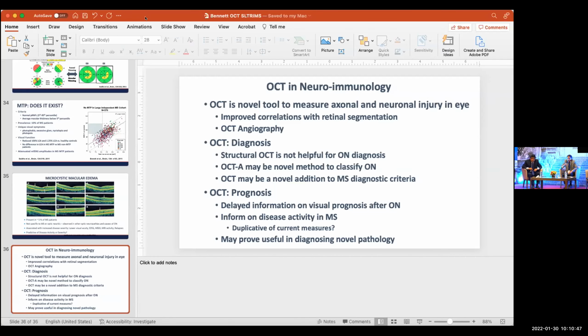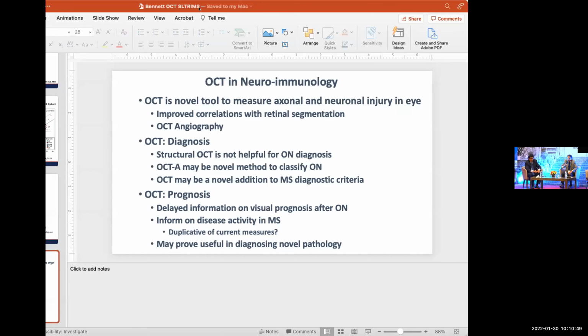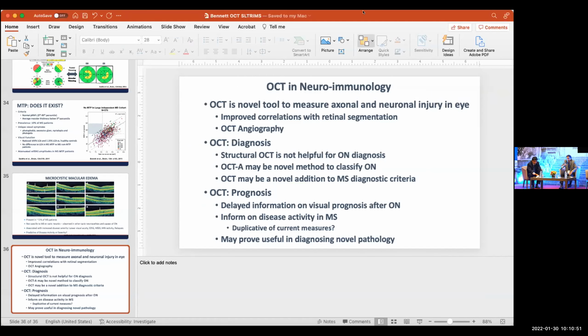Thank you, Professor Bennett, for that informative and very valuable lecture. And I am sure that you will answer one or two questions if there are any. First of all, can I ask you whether OCT in neuroimmunology, like MS and NMO patients, can be used as a biomarker?